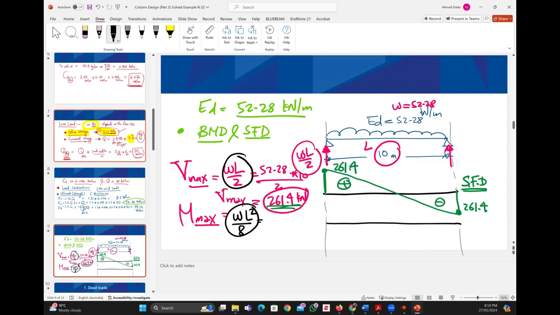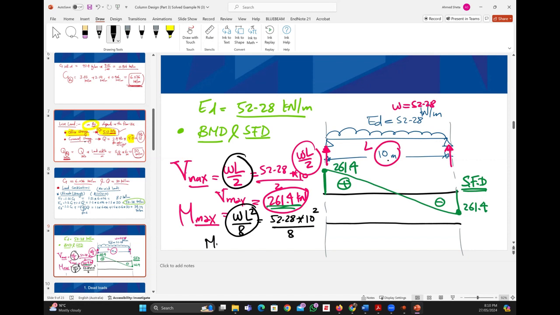These are basic rules for the maximum shear force and bending moment for a simple beam with uniform load. So this will always be WL squared over 8. Again, what is W? W is the load, 52.28. How much is L? 10, right? And over 8.